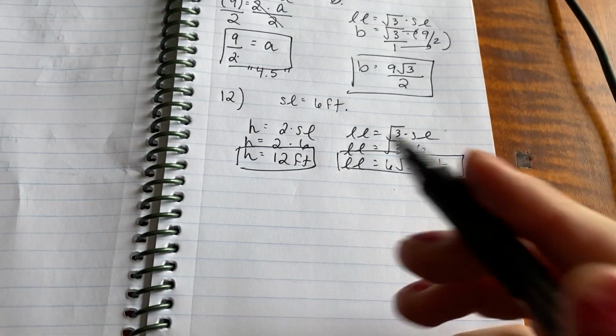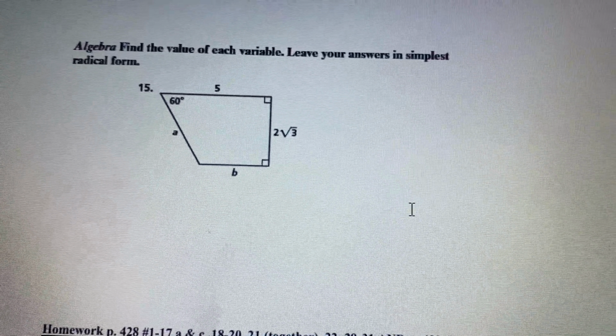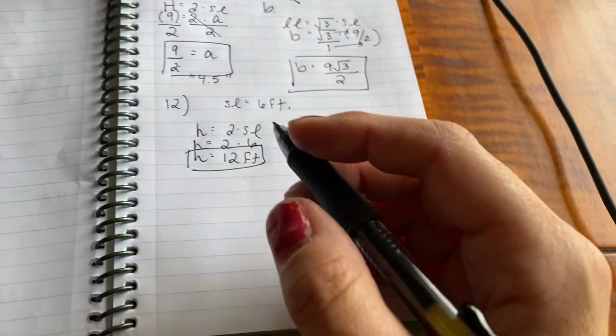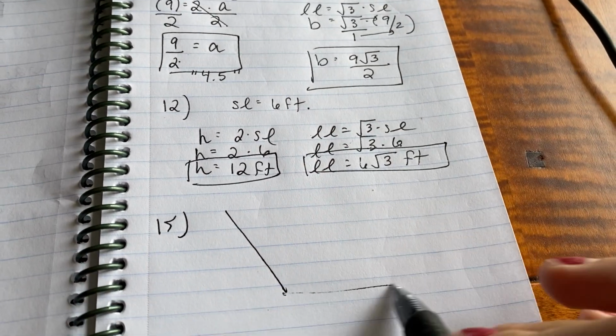All right, last question is another trapezoid type question like we had in the 45-90. Doesn't really have, I guess it does have a number. It's number 15. So it looks like this.